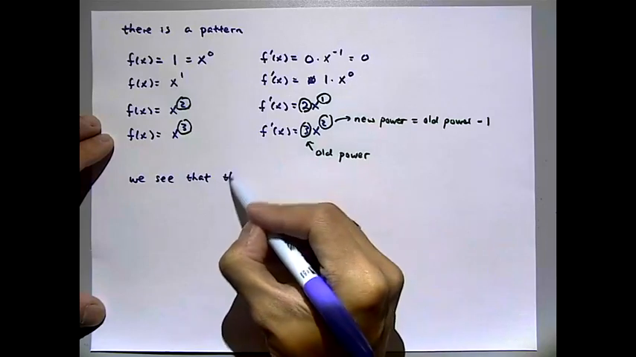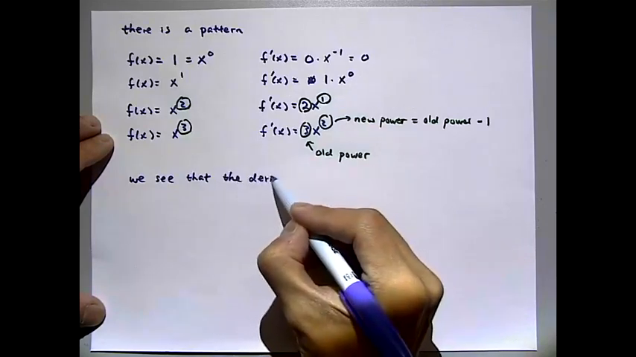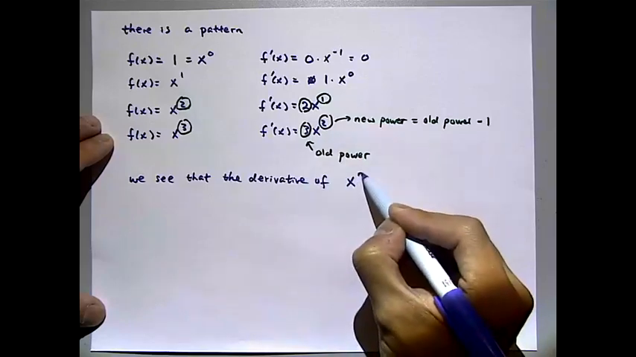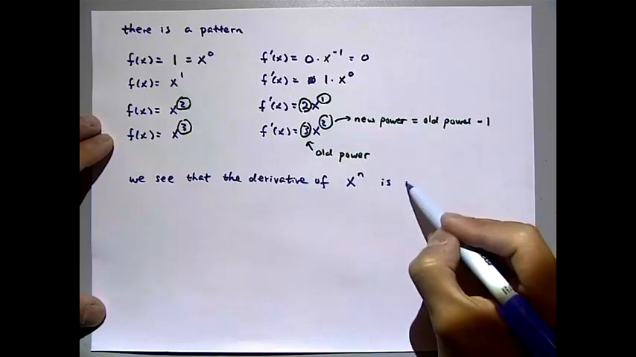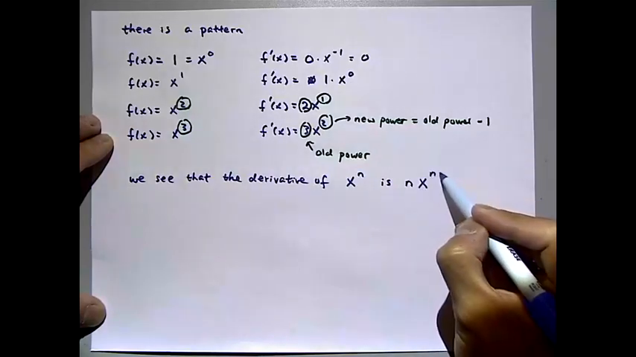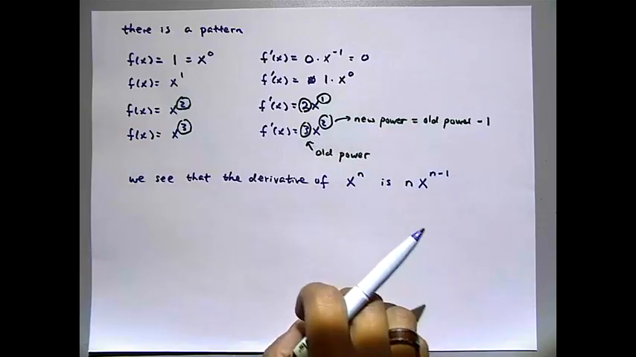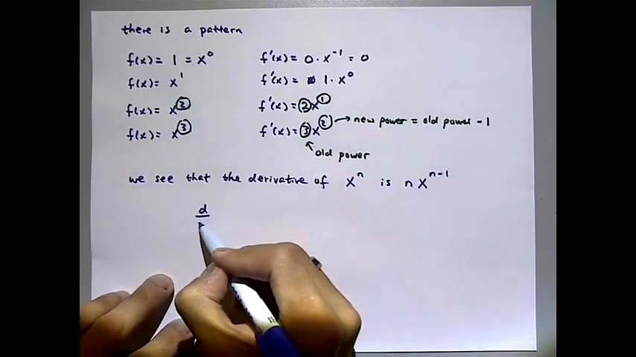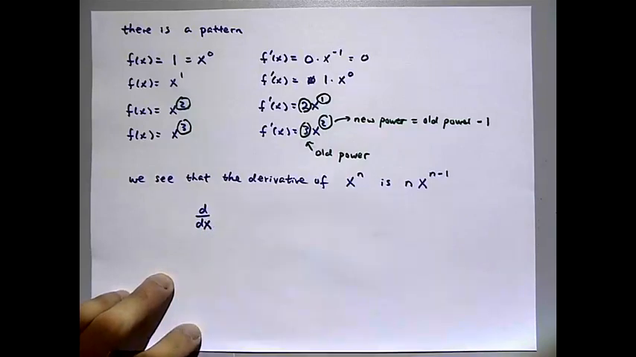So we see that the derivative of x to the power of n is always n times x to the n minus 1. We bring the old power to the front, keep the x, reduce the power by 1. So in mathematical notation, we'll write it this way.